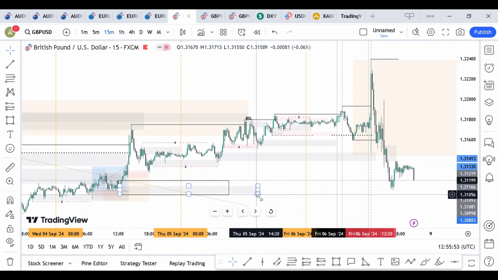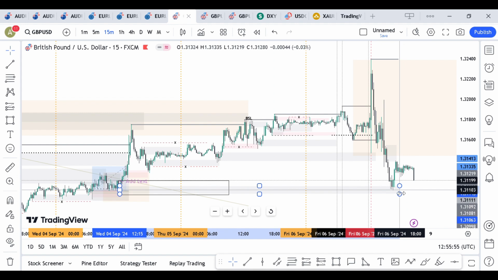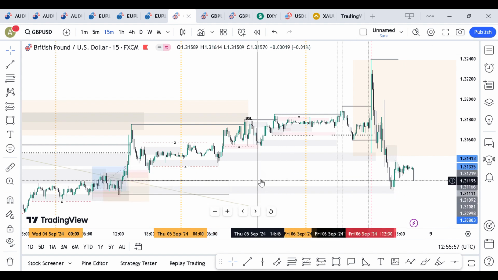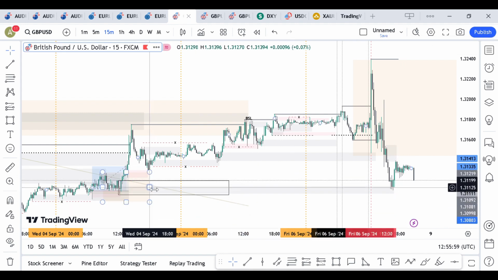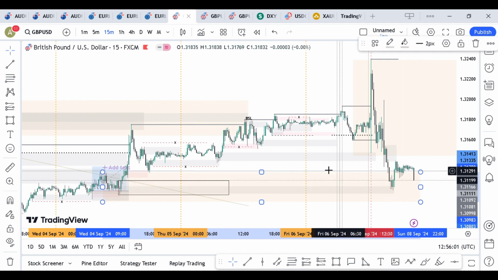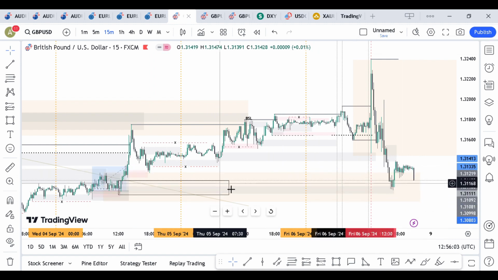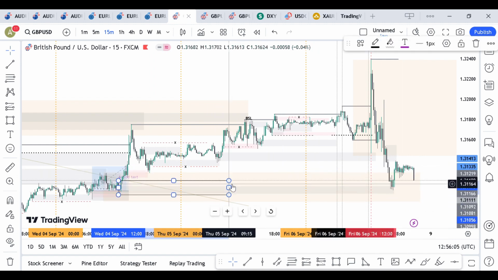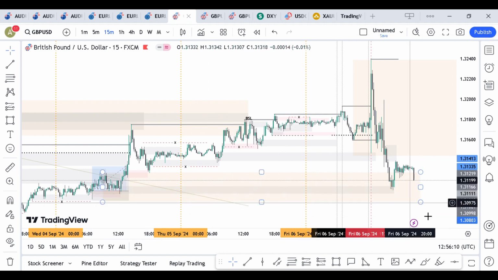But where price came to, it came to this demand that I marked and was expecting price to come to, and also this 4 hour. So we draw those across, and I'll delete this one because now it's not valuable.